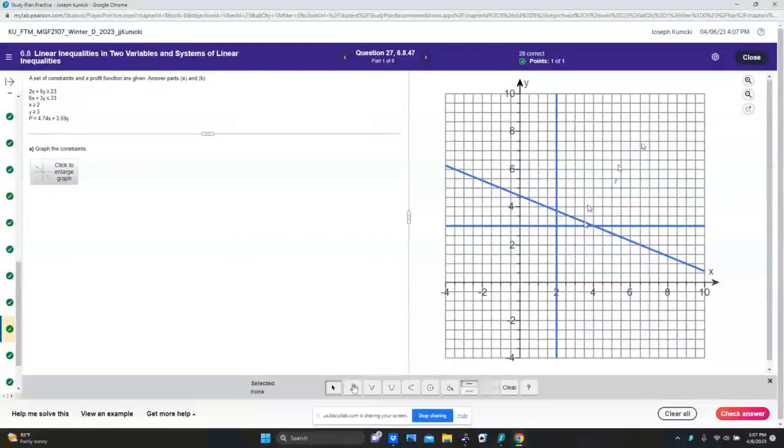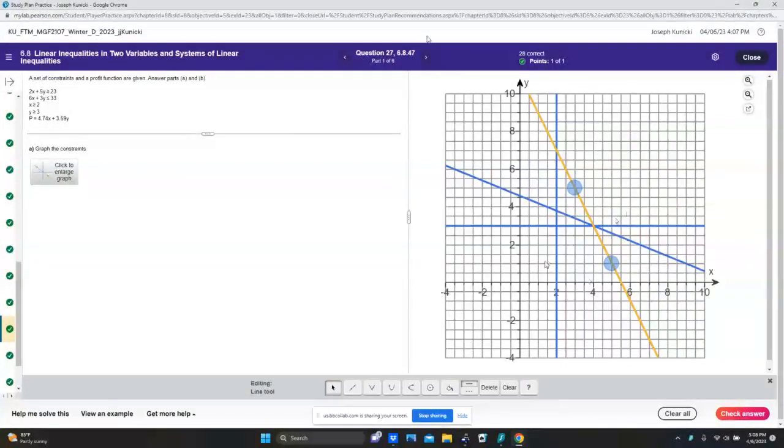And now we're going to draw our second constraint, which is 6x plus 3y, and it's going to be 5, 1, and 3, 5.